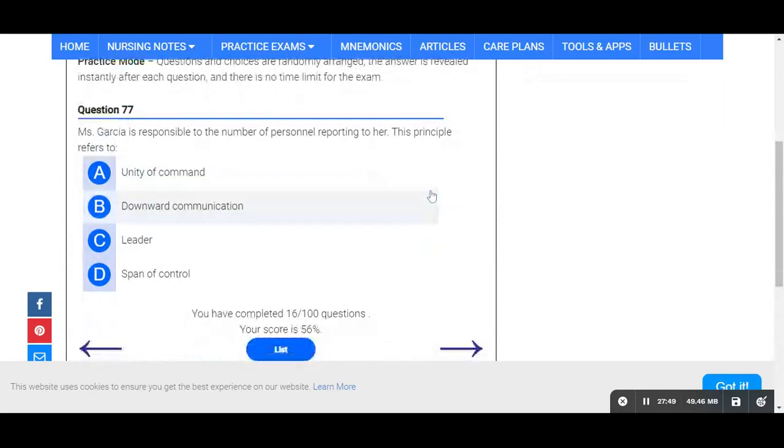Now, let's try another one. Miss Garcia is responsible for the number of personnel reporting to her. This principle refers to, okay, I have not encountered this. So Miss Garcia is responsible for the number of personnel reporting to her. Unity of command, downward communication, leader, span of control. Is it downward communication? Is it span of control?